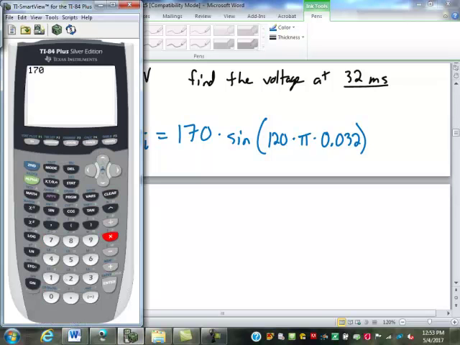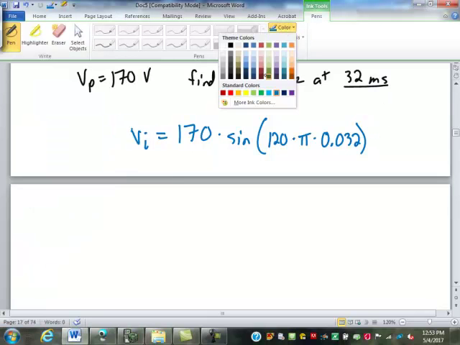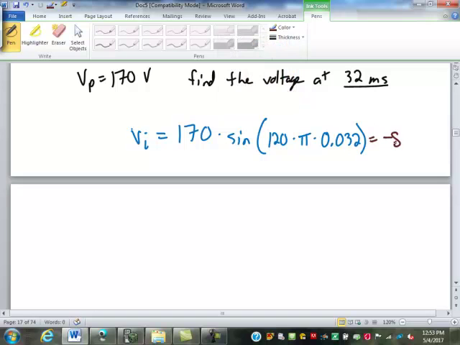Good. So there we are. 170 times the sine, 120 times pi times 0.032. Okay, negative 81.90. Did you guys get that? Yeah.